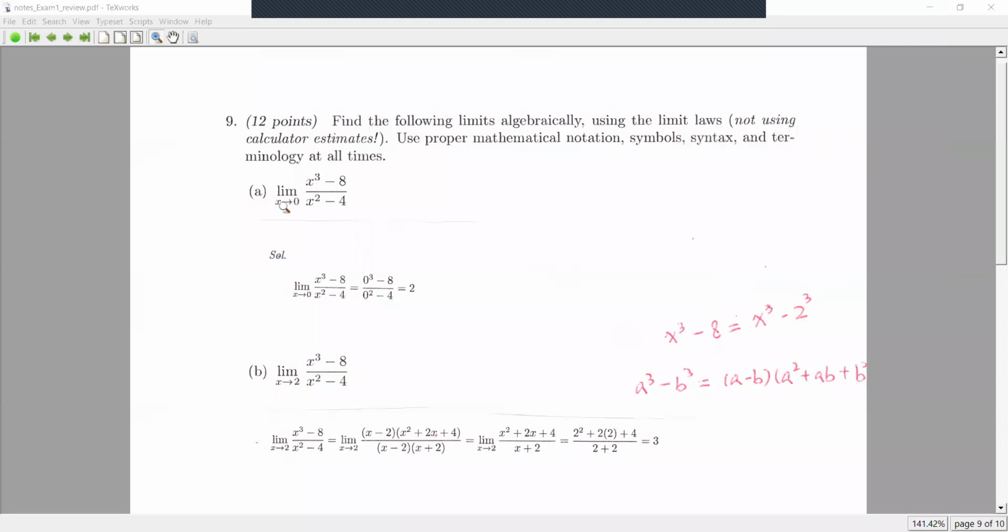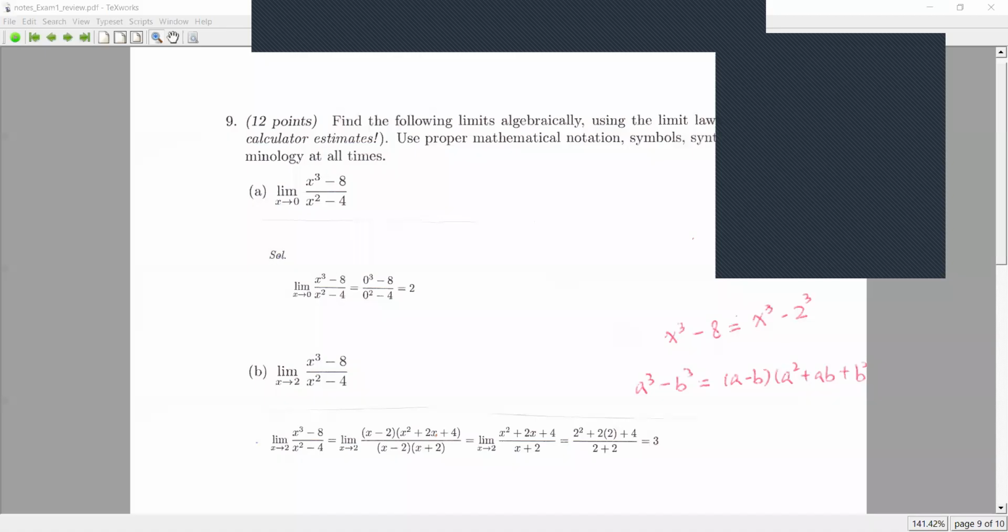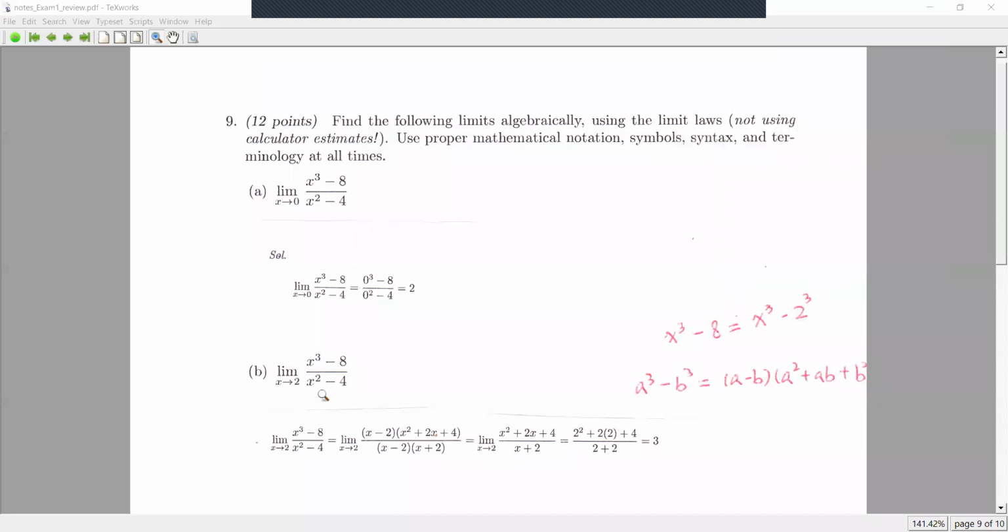Part A. To find the limit, plug in 0 for x, then the limit is this number. This number is 2. Part B. To find the limit, plug in 2 for x, then we have 2 to the third minus 8 over 2 squared minus 4. It is 0 over 0. So we cannot tell the limit.